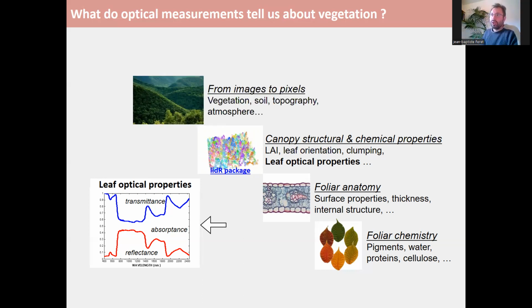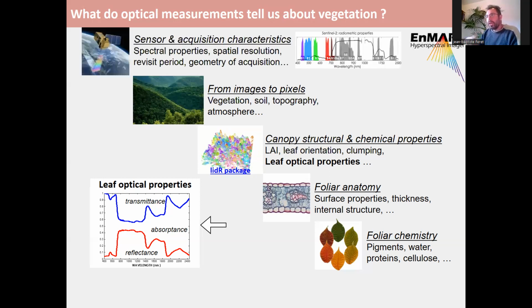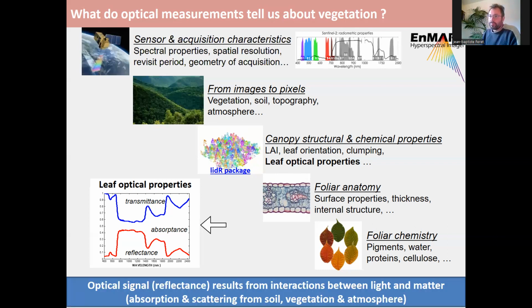And then, of course, when you acquire optical data, we work with pixels, and these pixels are also influenced by soil, topography, atmospheric properties, and so on. And of course, at the end of the chain, we have a sensor which has specific acquisition characteristics, such as spectral properties, spatial resolution, revisit period, and so on. So basically, if we want to get the most from remote sensing, we need to be aware of all the links between these different scales. The optical signal results from interaction between light and matter at all these scales.